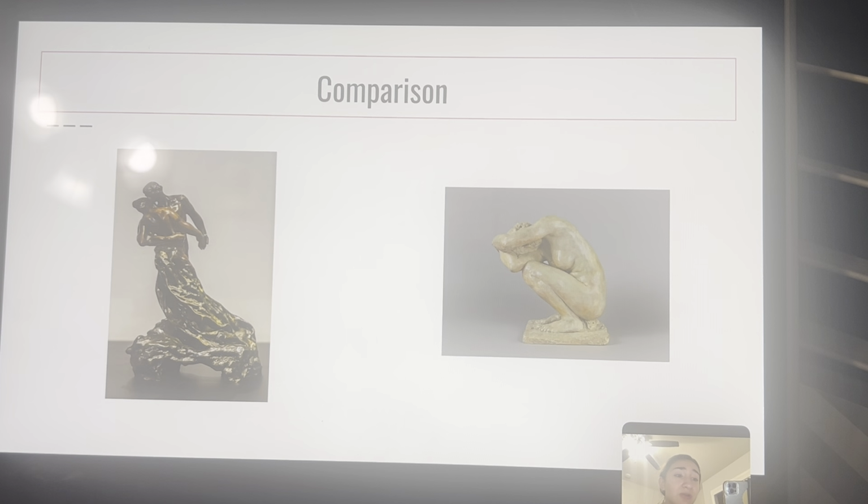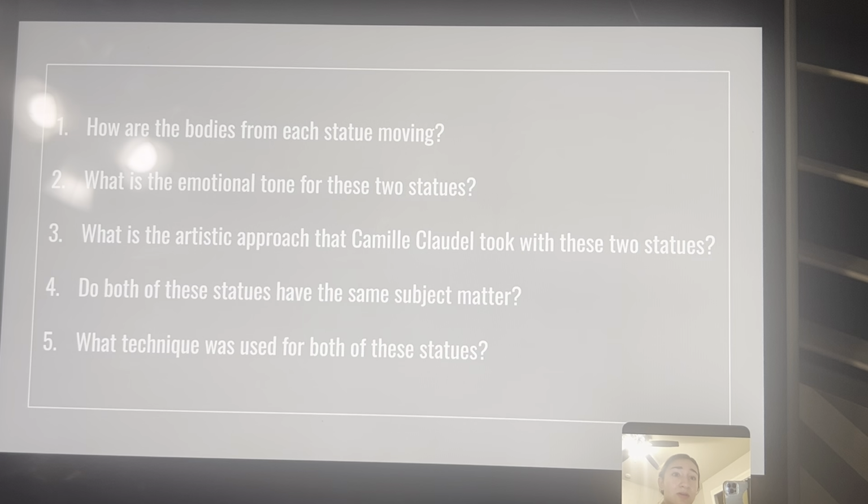Now here are the true questions. Number 1, how are the bodies from each of the statues moving? Number 2, what is the emotional tone for these two statues? Number 3, what is the artist's approach that Camille Claudel took with these two different statues? Number 4, do both of these statues have the same subject matter? And number 5, what technique was used for both of these statues?